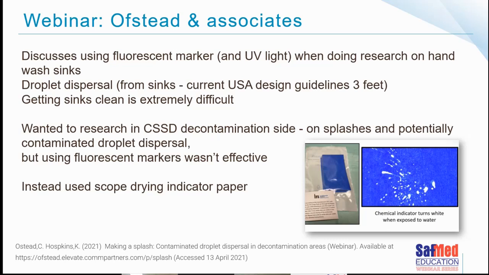So instead, she found this particular product, which I haven't seen available locally, but I know it is available from a particular company in the US by the looks of it. It's scope indicator drying paper. You would hover the end of your scope that you've cleaned over it, push through some air, and it changes color if there's still water inside the scope. Actually sounds like an interesting concept.